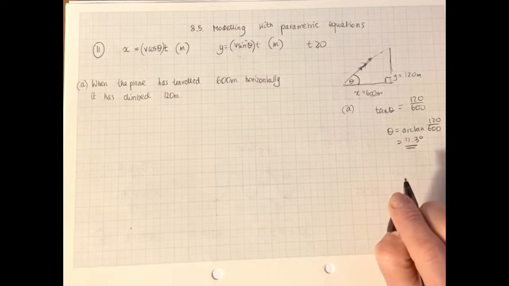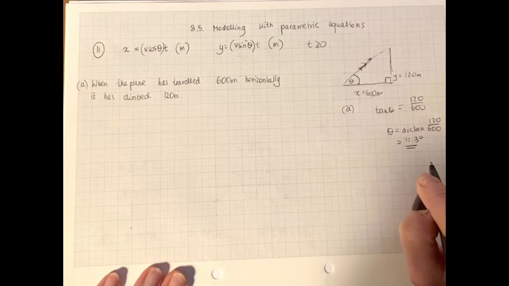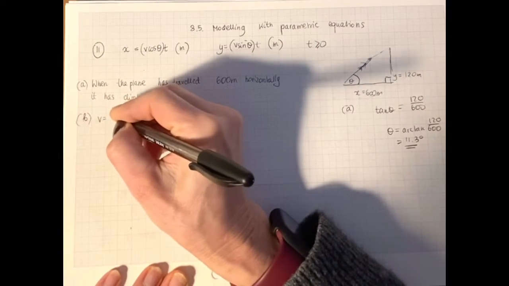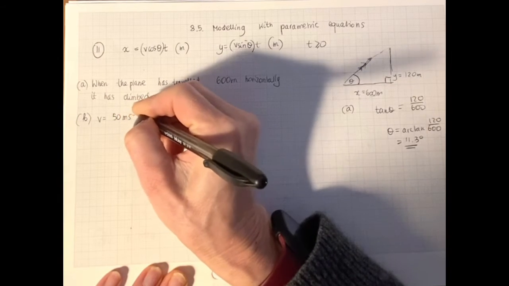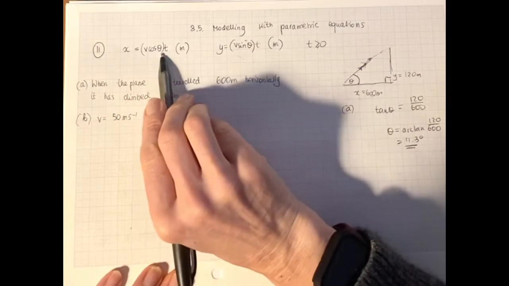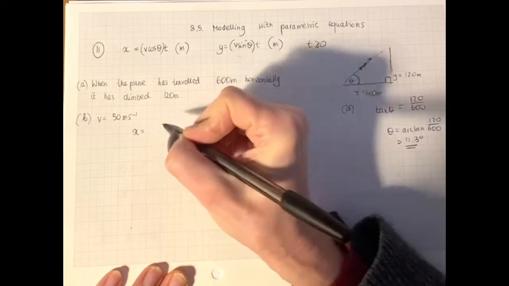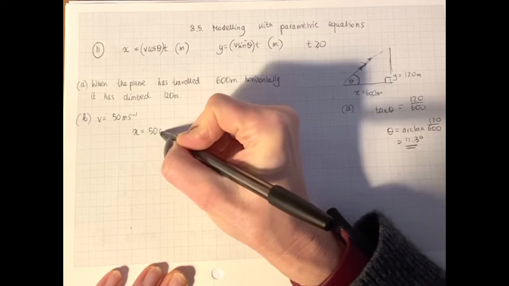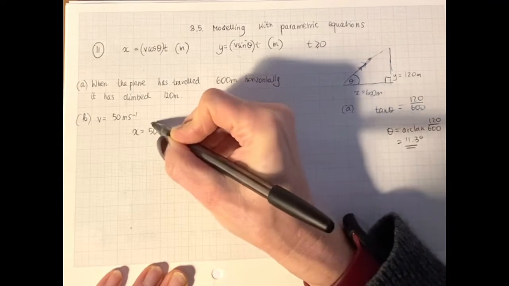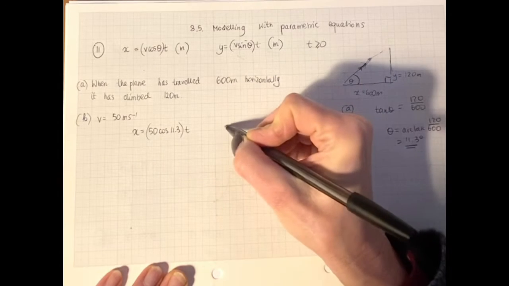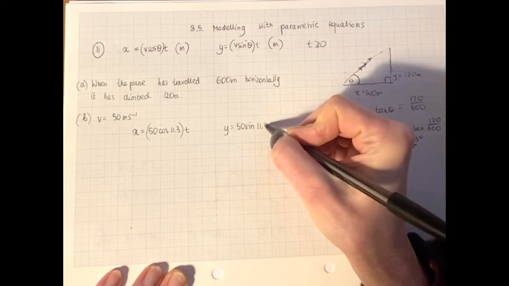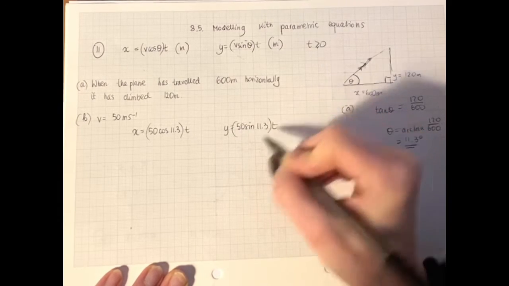Now for part B, given that the plane's speed v is equal to 50 meters per second, find the parametric equations for the plane's motion. So here's the parametric equation. x is equal to 50 cos 11.3 times t, and y is equal to 50 sin 11.3 times t, measured in meters.